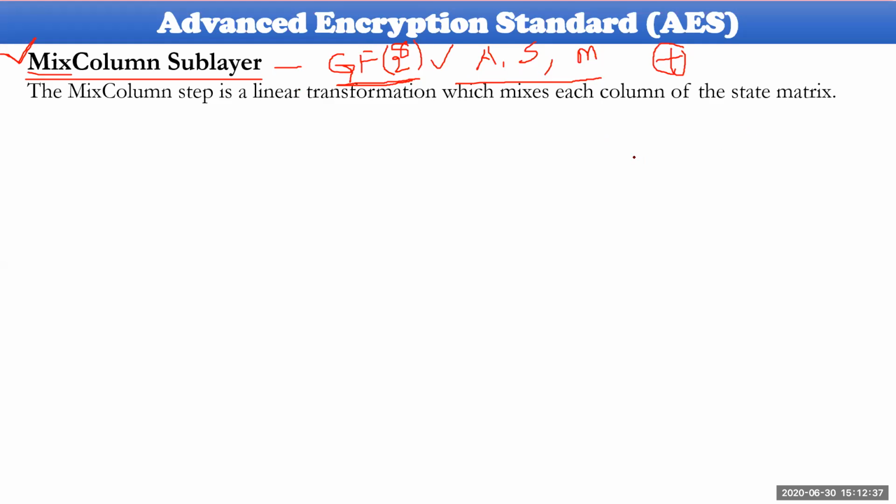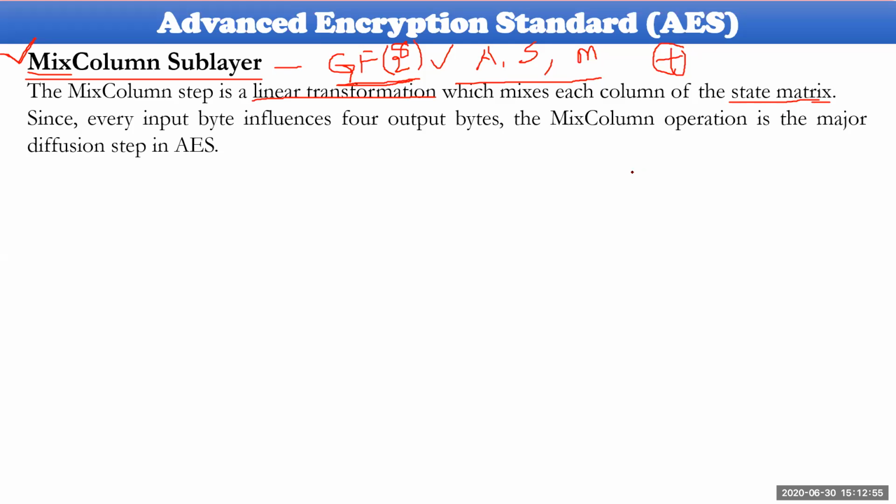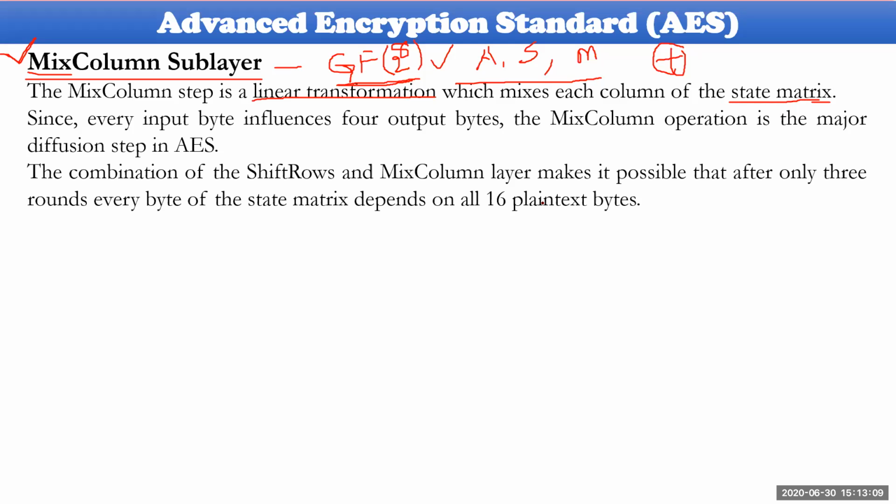Look at this. Mix column is always a linear transformation which mixes column by column within the state matrix, and it has its own idea of how this gets operated here. So it is the major diffusion. Diffusion in the sense of permutation actually. It could always be considered as a permutation. How these permutations happen, let us have a look here.